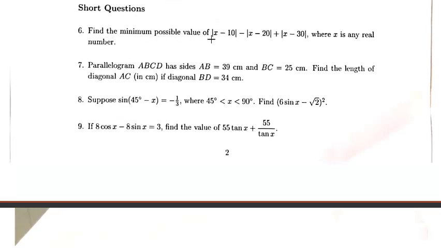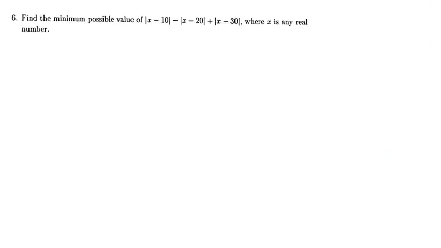SMO 2020 senior section first round, problem number 6. Find the minimum possible value of this, where x is any real number. Important: for this, we want to imagine a diagram, but also after solving some problems you can imagine it. In this problem we draw it and you can see how we can easily solve these kinds of problems. These kinds of problems we usually see in SMO. So 10 is important, 20 is important, 30 is important.